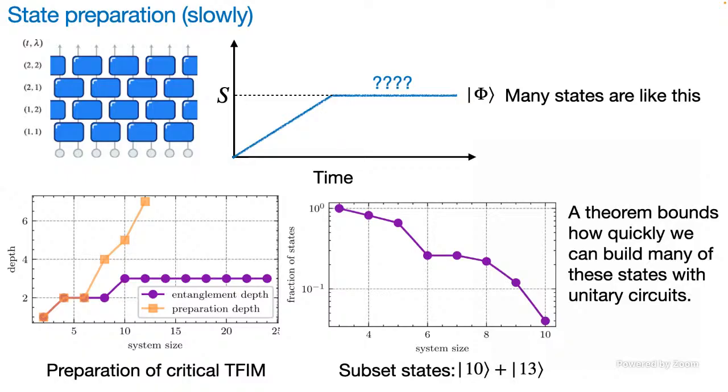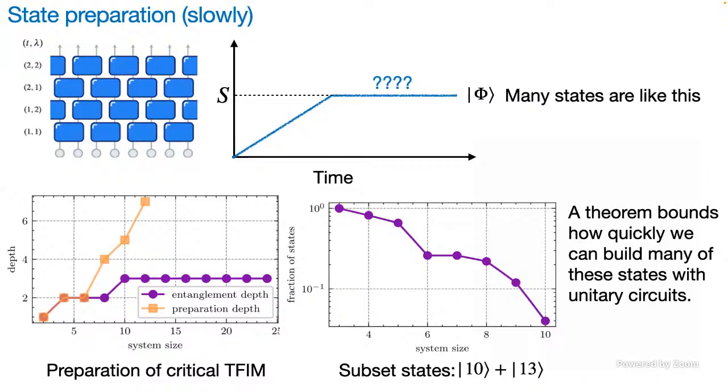And here's some numerical data. Suppose you want to prepare the ground state of the transverse field Ising model at the critical point. It's a standard condensed matter model. The amount of entanglement is logarithmic. Not depth 5 or 8, but depth 2 or 3, and you've successfully built up, for different system sizes, the amount of entanglement you need to make that state.